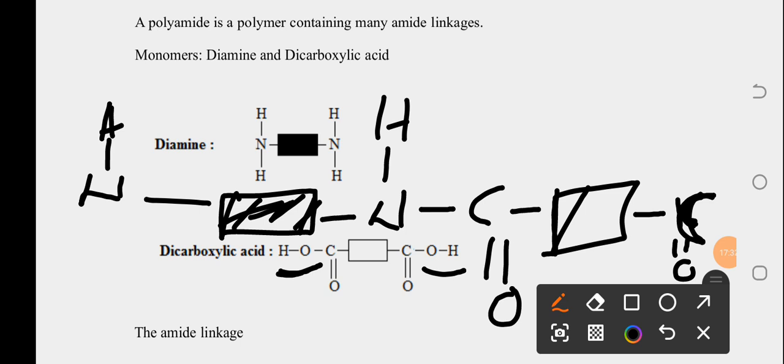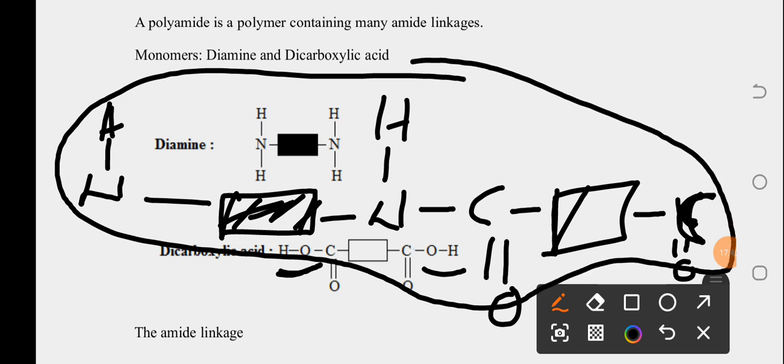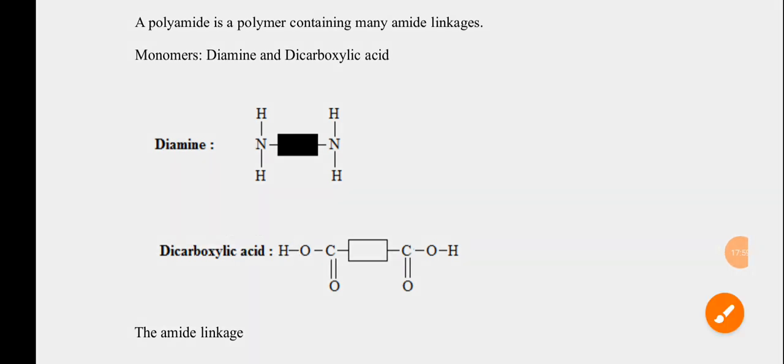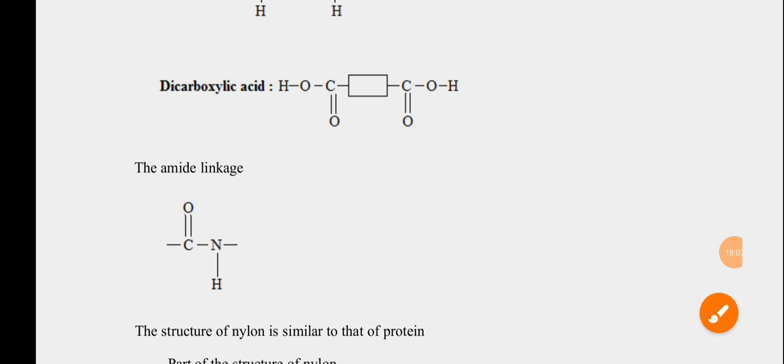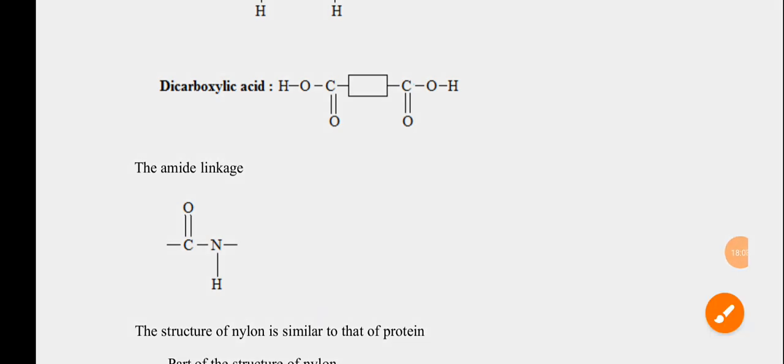And as you can see, the combination of these two monomers results in the formation of this polymer, which is called nylon. And the linkage where these two monomers are joining up together is this one. This linkage is the one which is called the amide linkage, as you can see right over here. Okay, I hope you can do that.